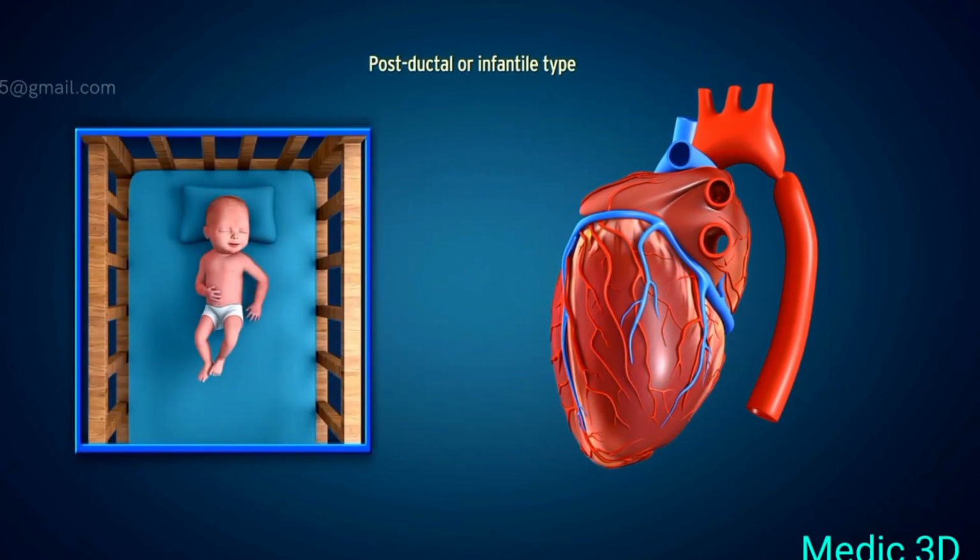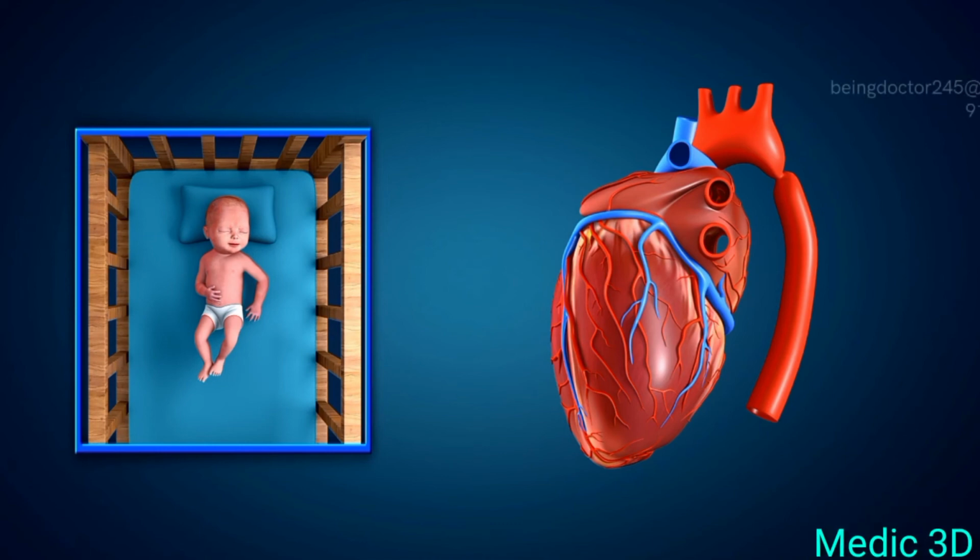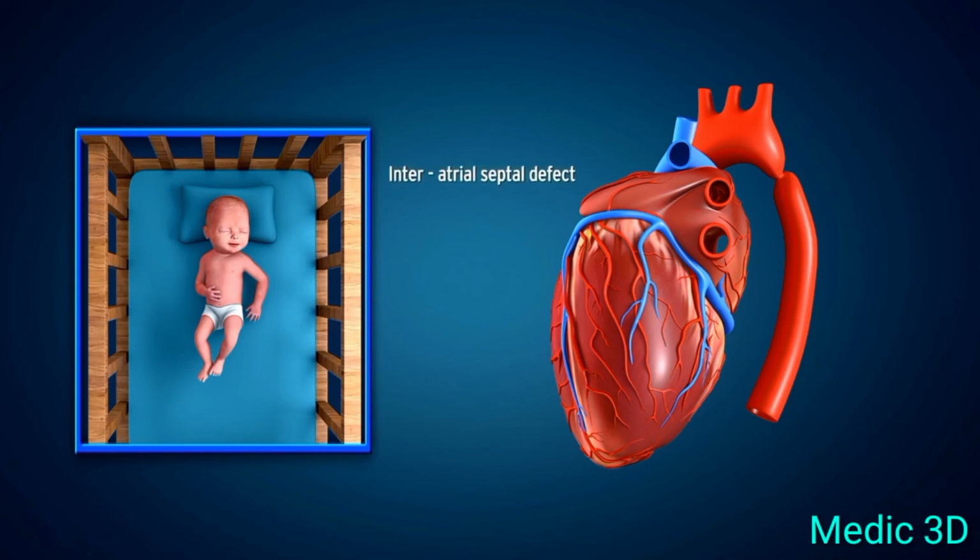Preductal or infantile type. The clinical symptoms are evident much early in life. The narrowing or stenosis is seen close to the ductus arteriosus, which usually remains patent or open. The narrowing is usually gradual and includes a larger segment of the proximal aorta. An interatrial septal defect is also seen associated with this.